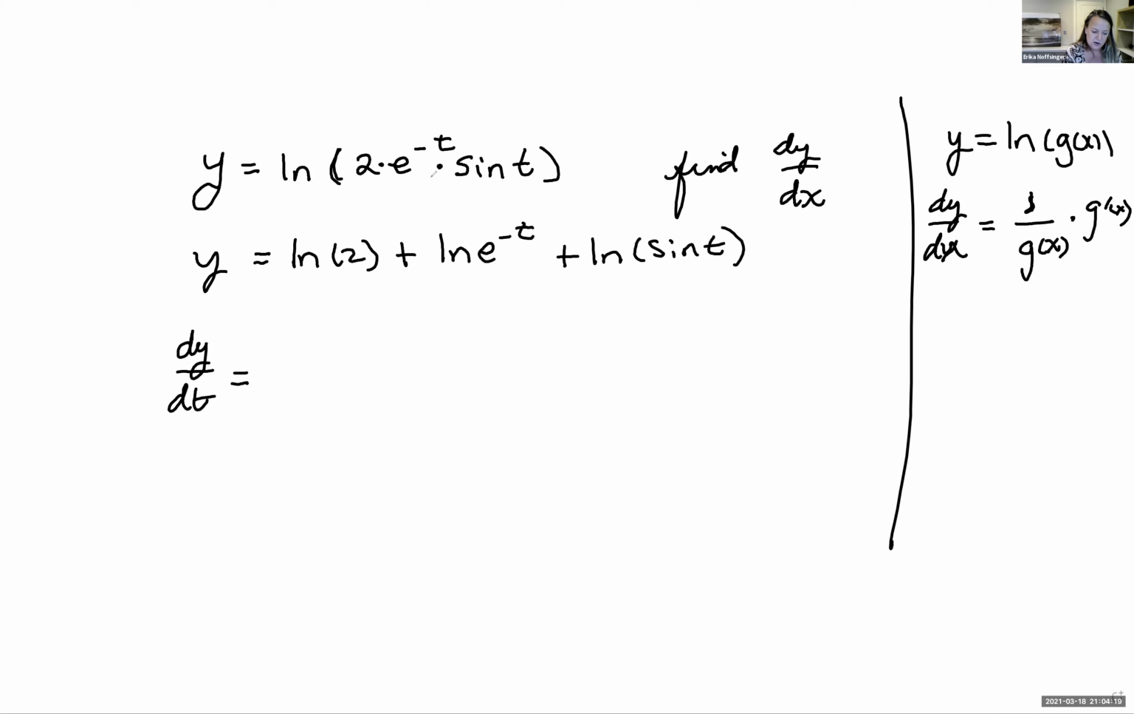Well, what's the derivative of a constant? Derivative of a constant is 0. And that's all the natural log of 2 is. That's what exponent we would raise e to get back 2. So this is 0.